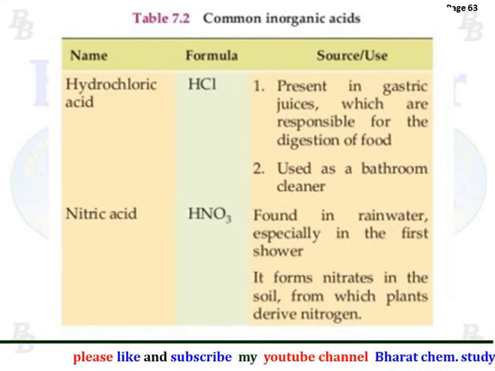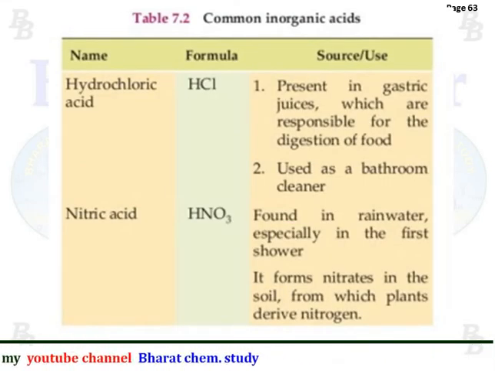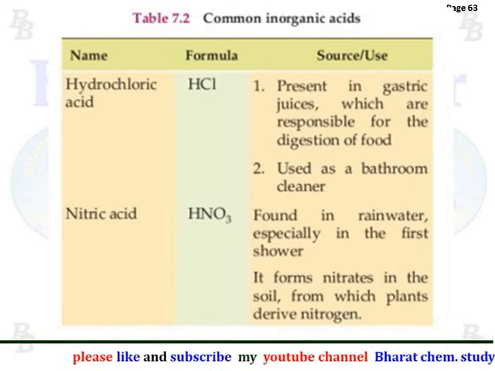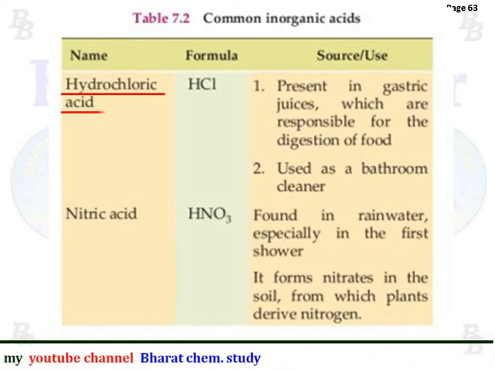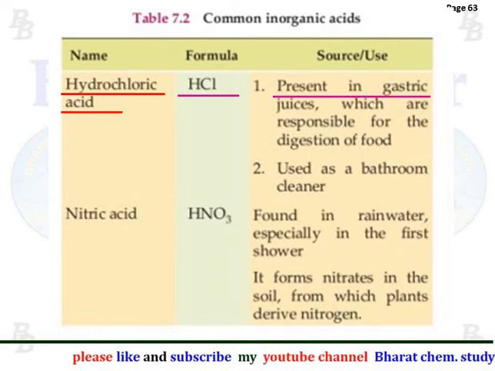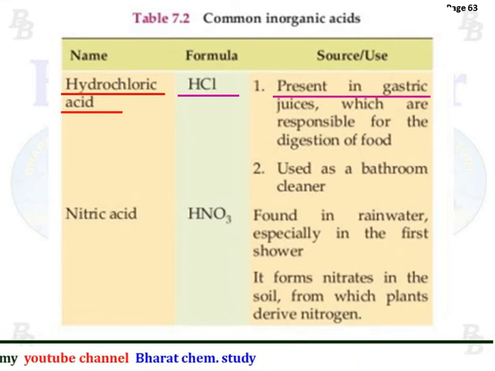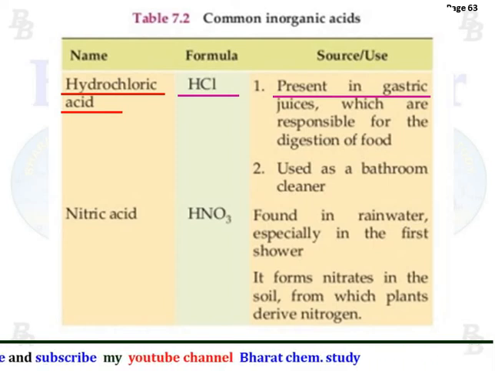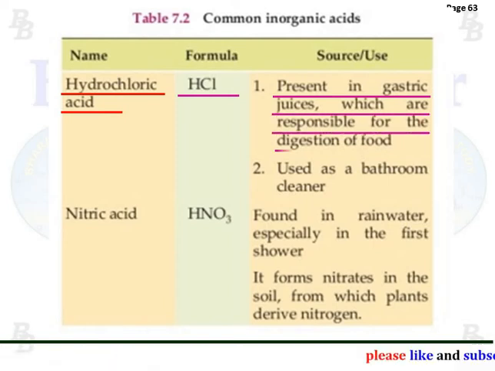Now this is a table in which we are going to study different inorganic acids, their formulas and sources, as well as their uses. First is hydrochloric acid. The formula for hydrochloric acid is HCl. It is present in gastric juices, which are responsible for the digestion of our food. So the gastric juices present in our body which help us in digestion of food contain a small amount of HCl in them.